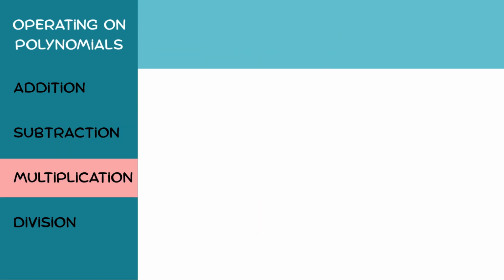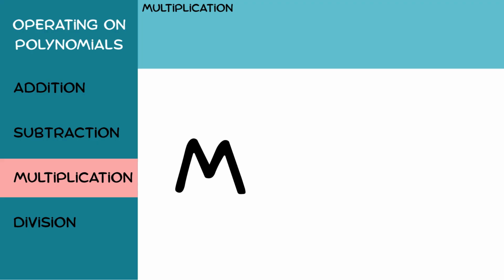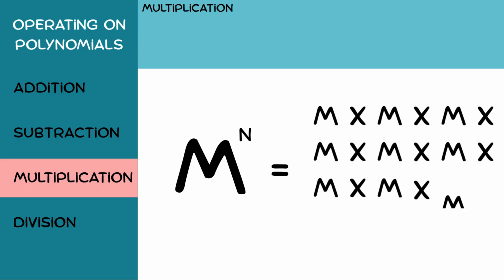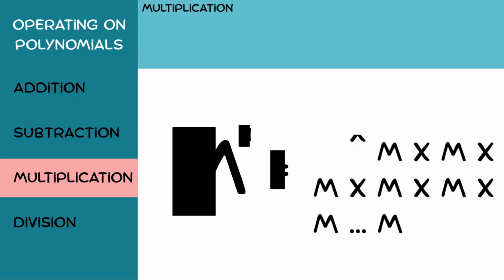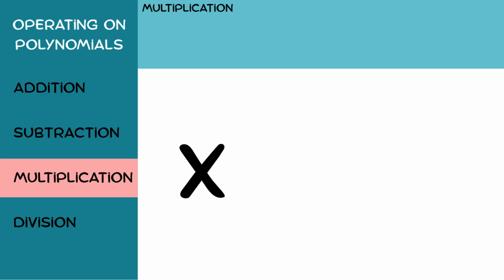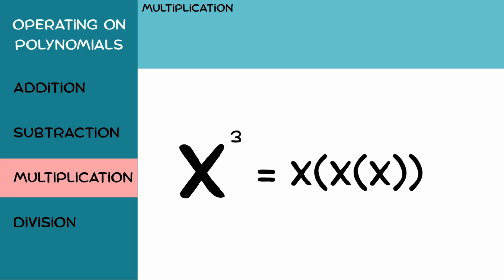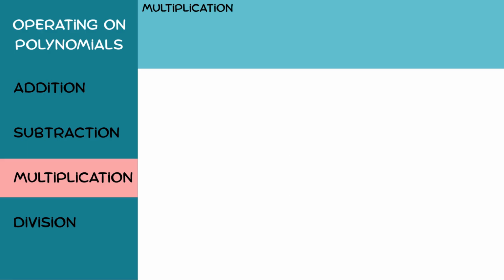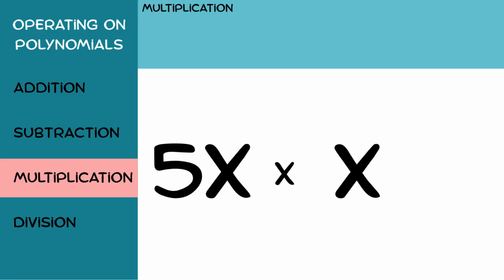When it comes to multiplying polynomials, we may need a little more intuition. First of all, we must understand that any variable m that is to the power of any positive integer n is equal to the product of m n many times. For example, x to the power of 3 is just x times x times x. Therefore, in the same way, 5x times x is simply 5 times x times x, which is 5x squared.